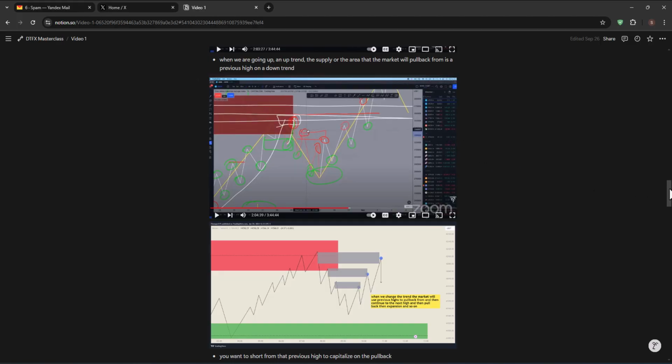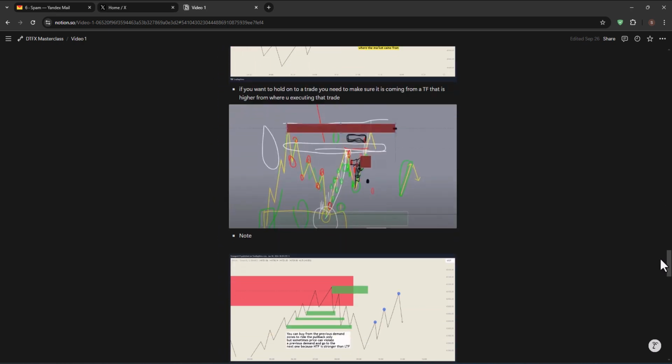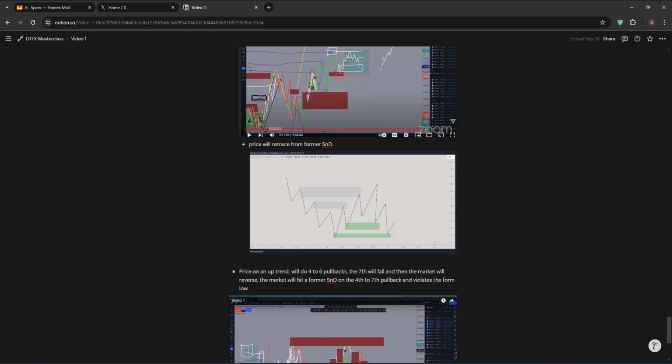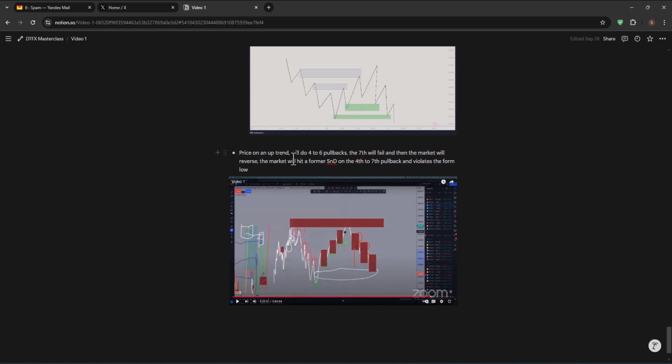And this is my note on the matter, simply repeating what he said. Price on an uptrend, for example, will do... I'm not going to say will. I wrote this when I was just getting started. Let's say when price on an uptrend does 4 to 6 pullbacks, the 7th is likely to fail, and then the market will reverse. Now, this term reverse applies to the time frame you are counting on.